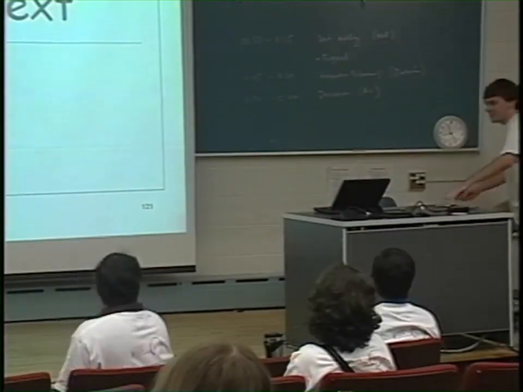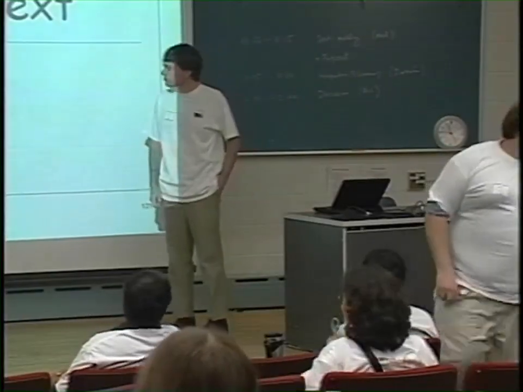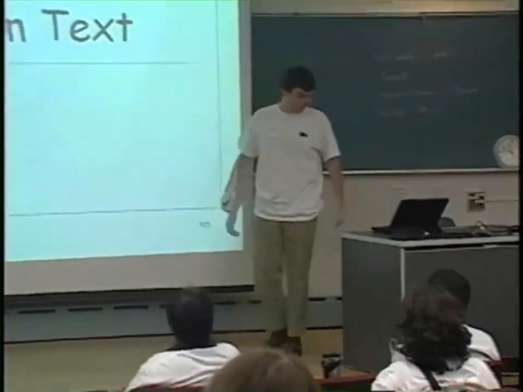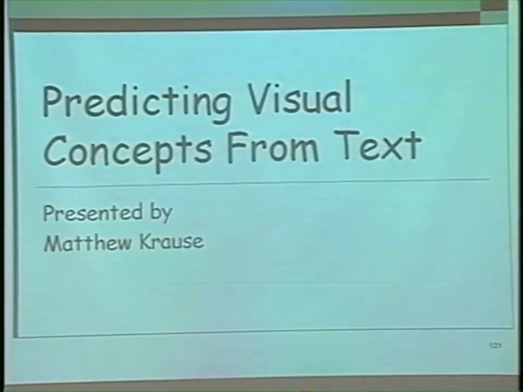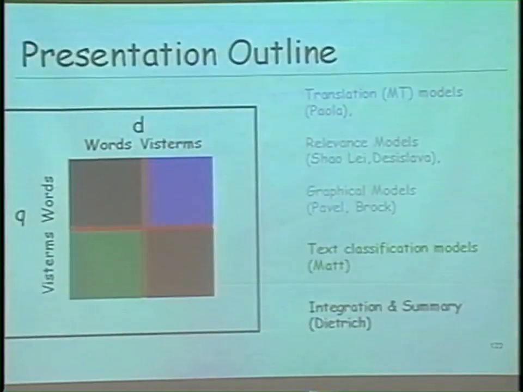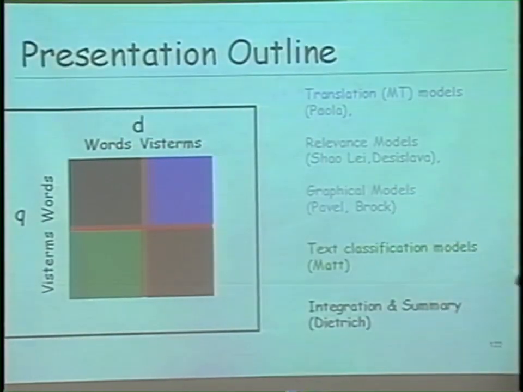Sorry. Hi, so I'm Matt Krause, and I'm going to talk about predicting visual concepts from text. It's sort of the inverse of the previous talks, where you're going from a picture to words. We're trying to take some words and predict what ought to be in the picture. So, in terms of our overall outline, we move to that green block down there, and we're here.